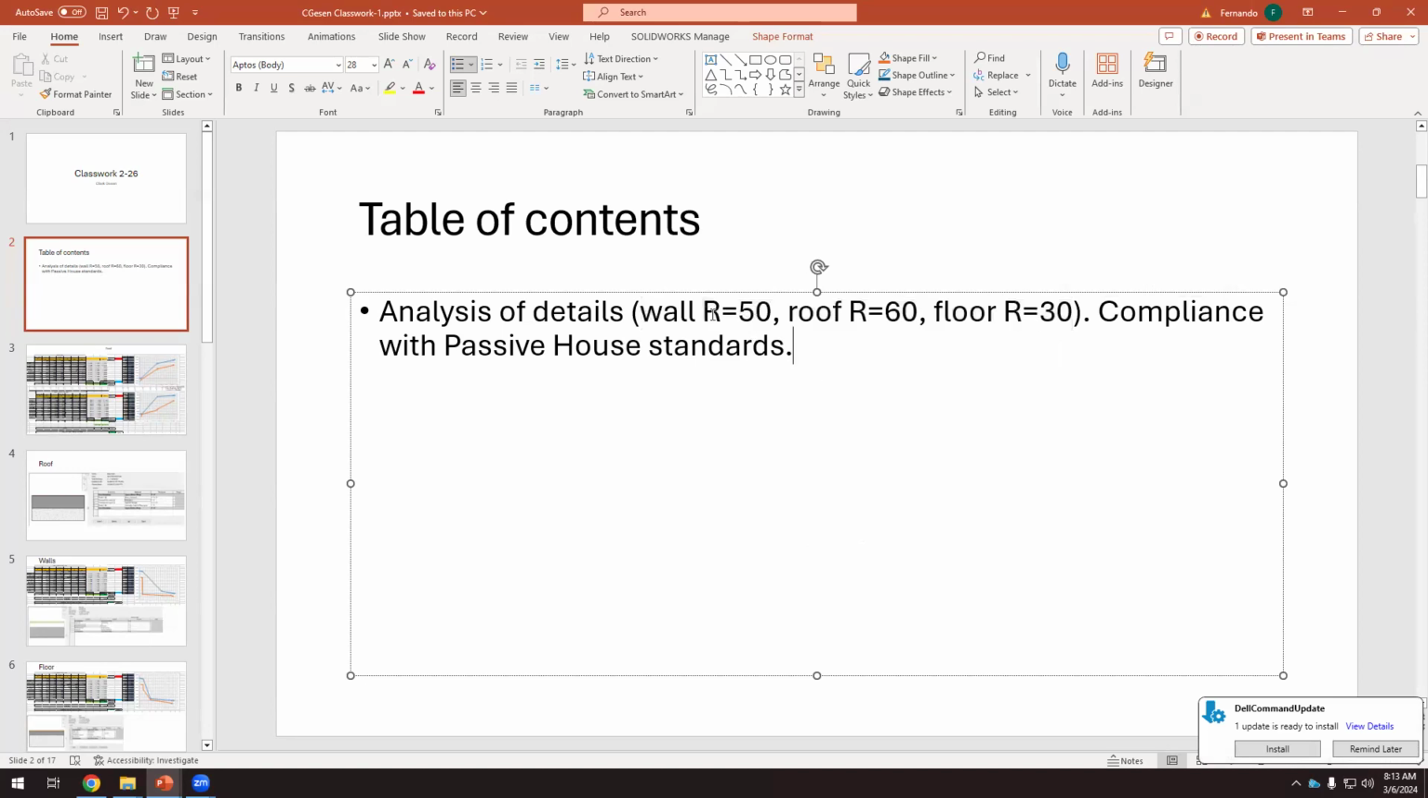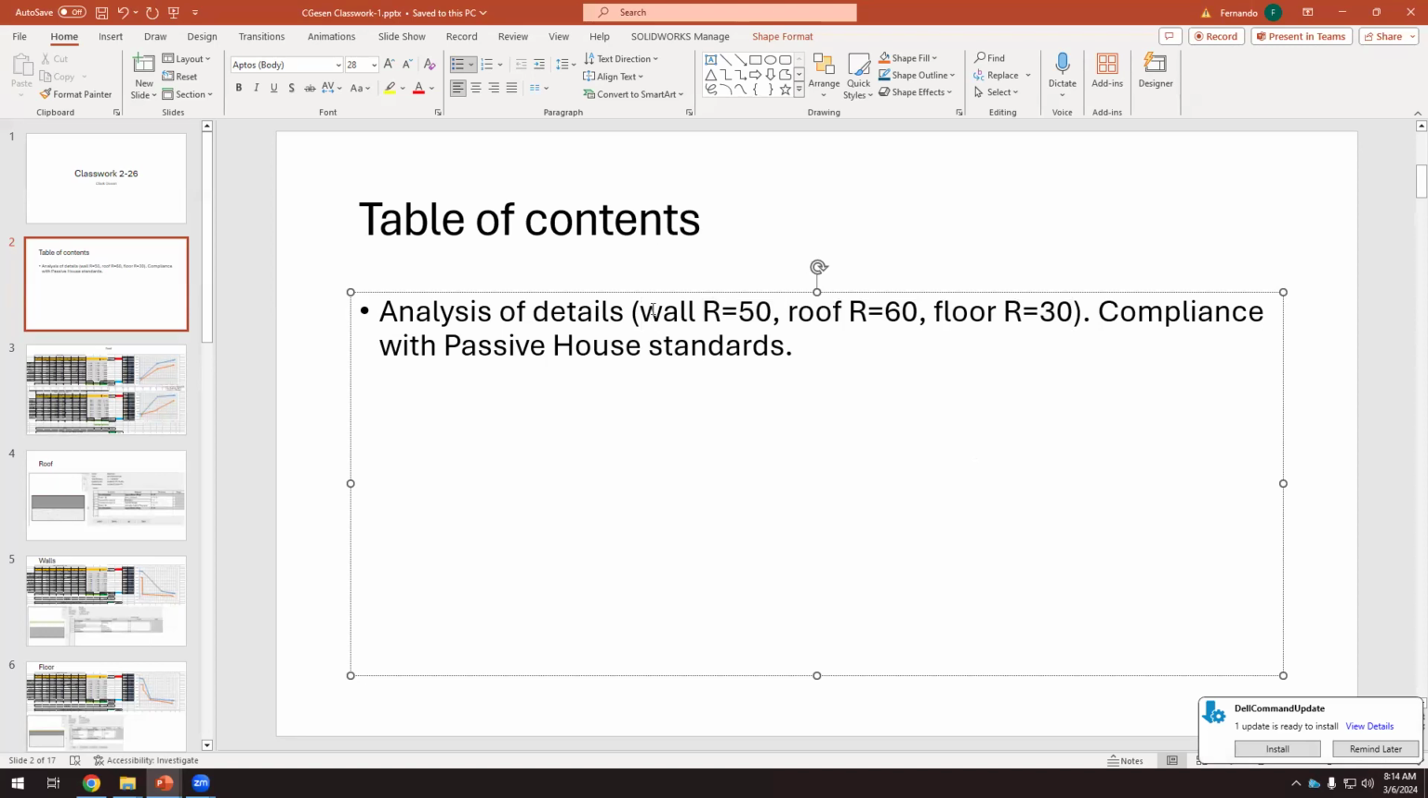If the R value of the wall is 20 and the R value of the roof is 30, we will be far from the passive house standards. But it doesn't mean that if we meet these requirements, we will be designing a passive house building. There are more things that we have to check, but at least we need this.